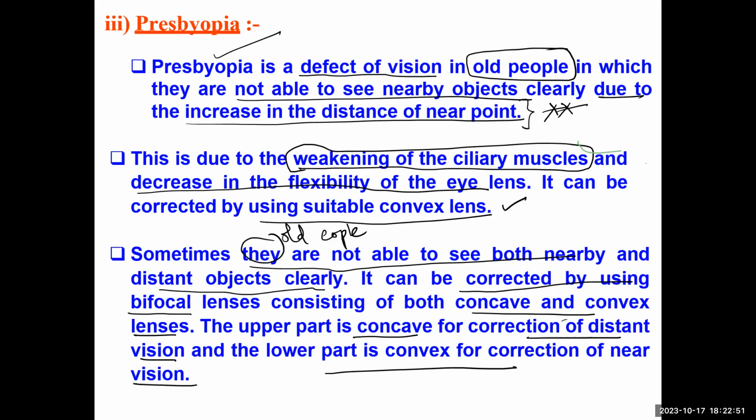Is it okay? Have you understood? Yes, sir. So today we have studied different kinds of eye diseases: myopia, hypermetropia, and presbyopia. In tomorrow's class, we'll see the next topics. Okay.